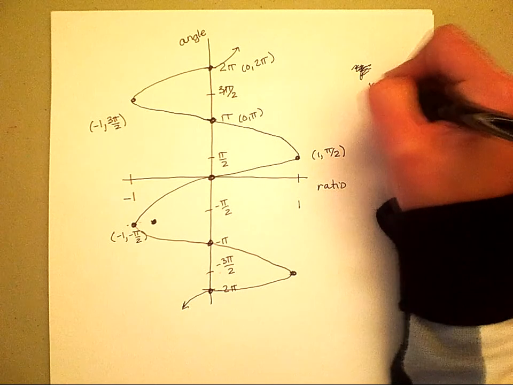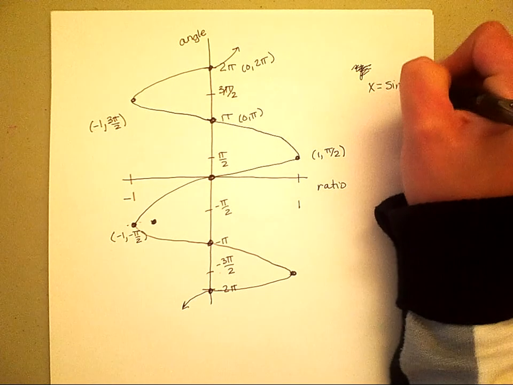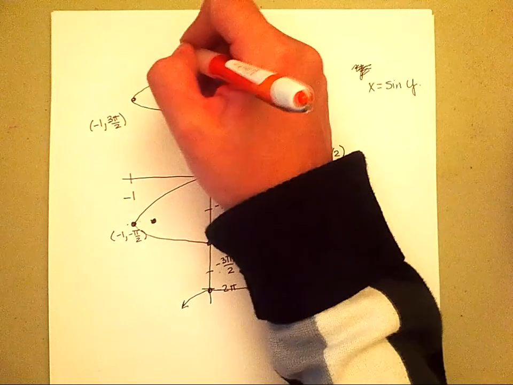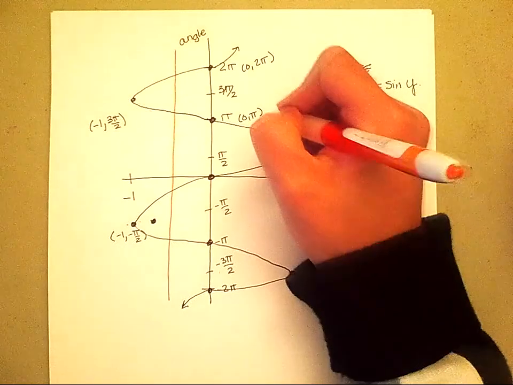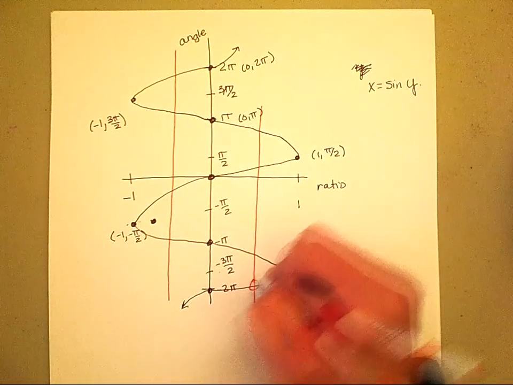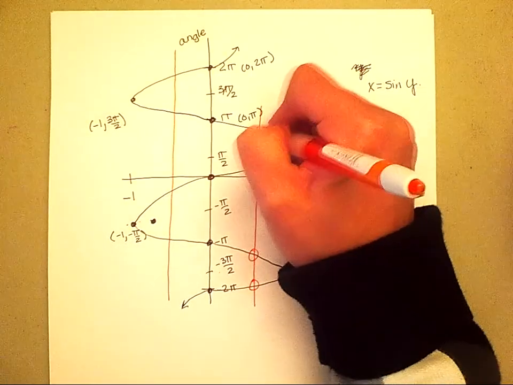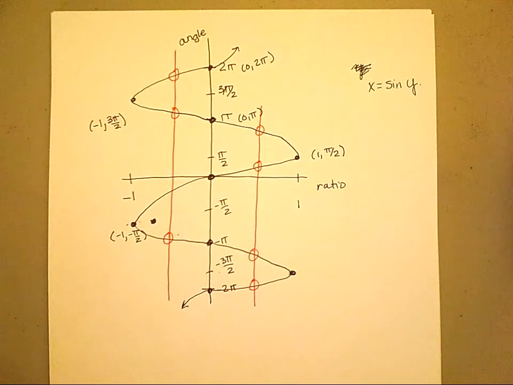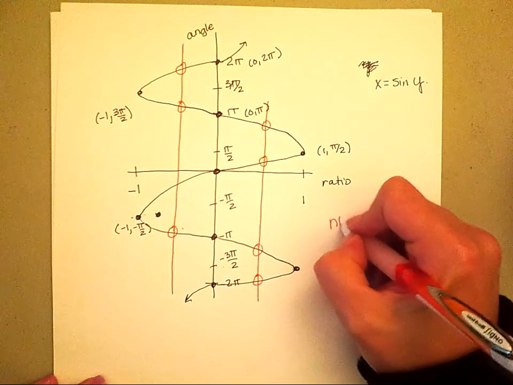This is actually the graph of x is equal to the sine of y. The important thing to realize here is, is this a function? And clearly it's not a function. No matter where you draw these vertical lines, we do not have a function. So this is not a function.